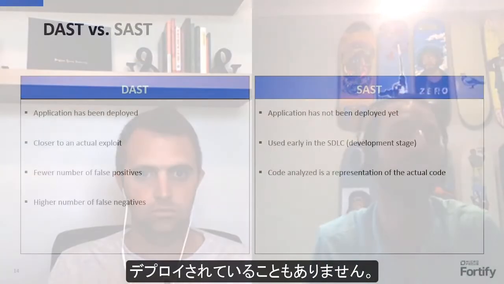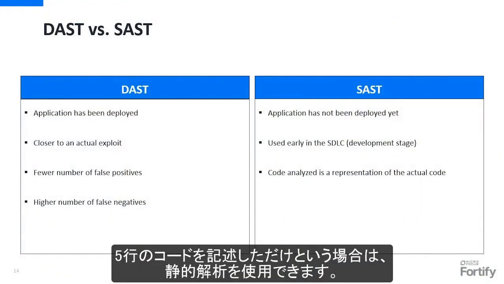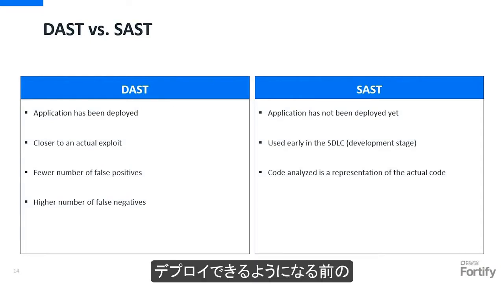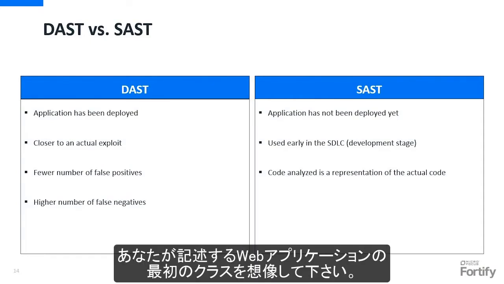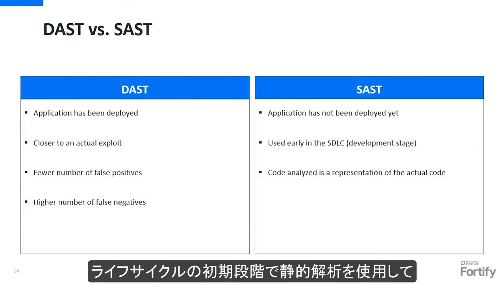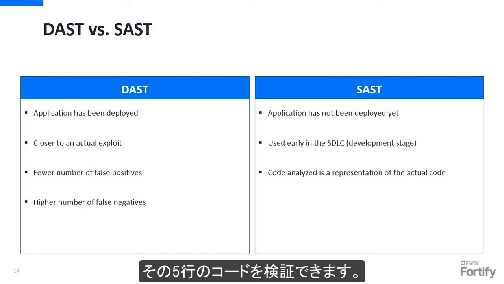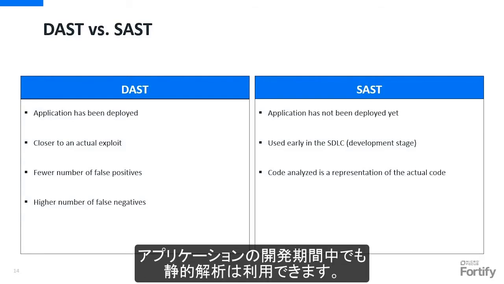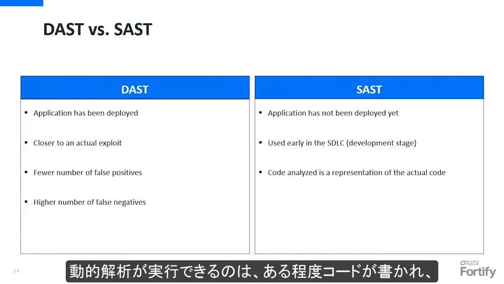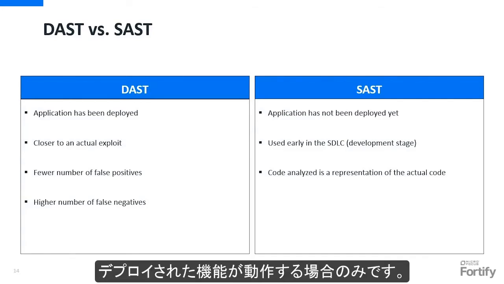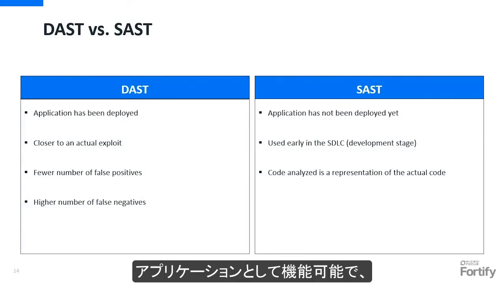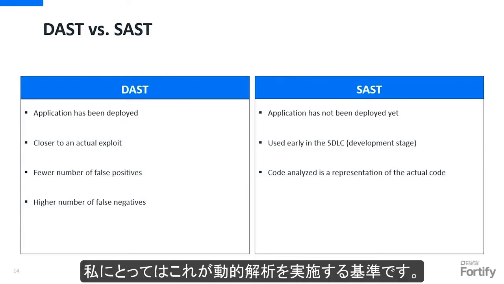That same web application is not deployed, you can use static analysis when you write 5 lines of code. The very first class of your web application before it's ever capable of being deployed, right? You can use static analysis early in the life cycle to examine those 5 lines of code. You can use static analysis as you develop the application. Dynamic analysis can only occur when you have meaningful deployed functionality. The application exists, it's deployed, there are endpoints for me to exercise.